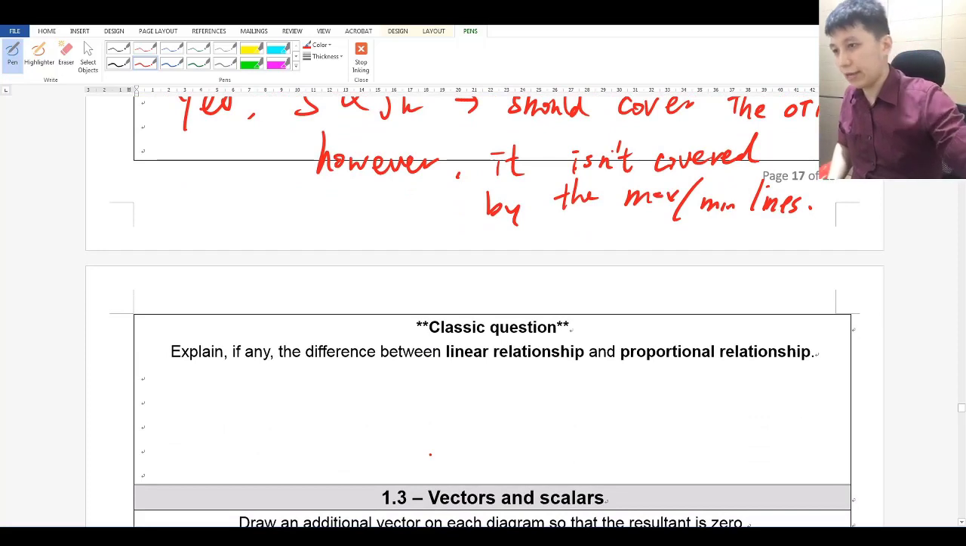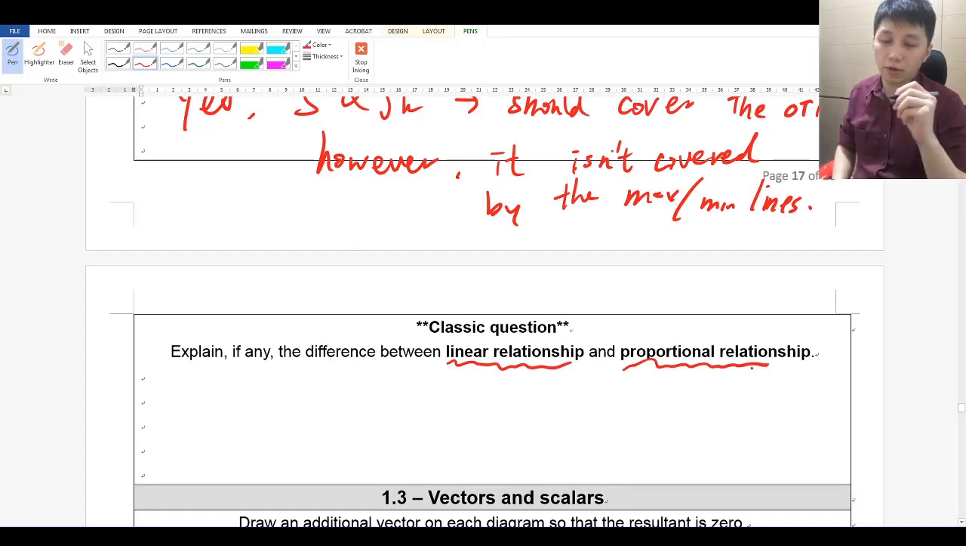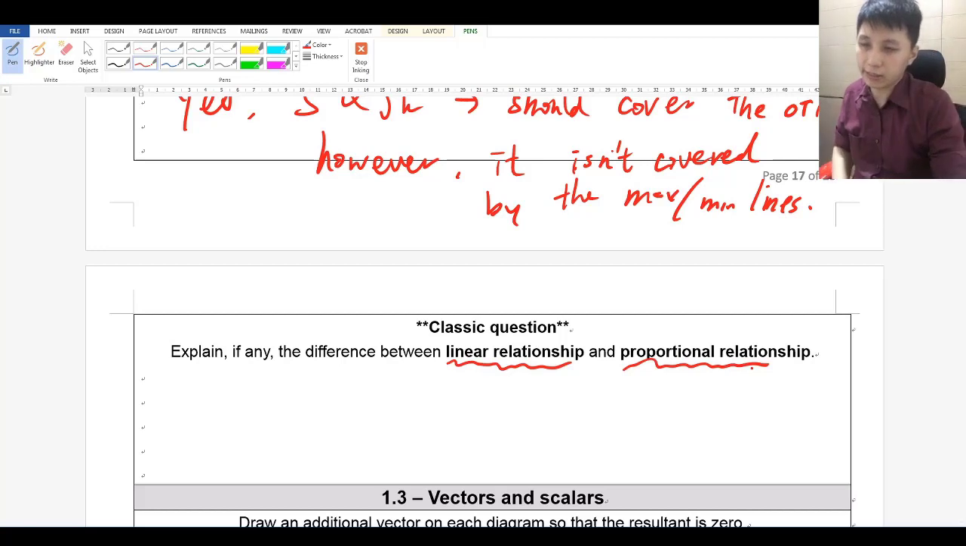If you go forward to the next page, there is one more very short question that I would like to ask you, and that is the difference between linear relationship and proportional relationship. Okay, and I want to address it here because that is somewhat related to what we just discussed. So let me give you 10 seconds to think about it. What's the difference between these two?